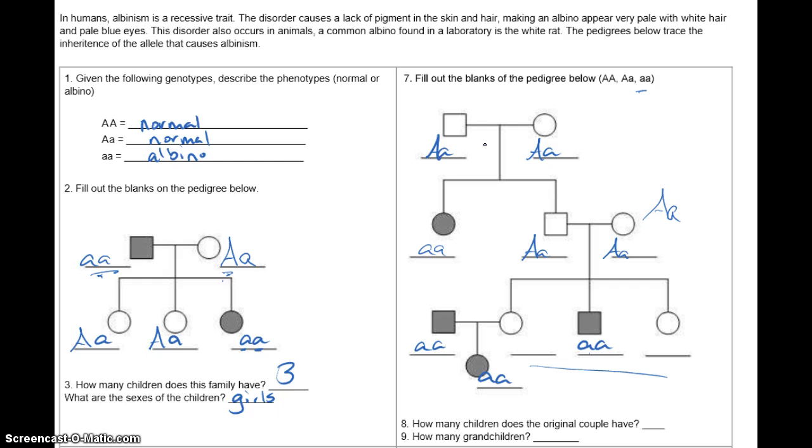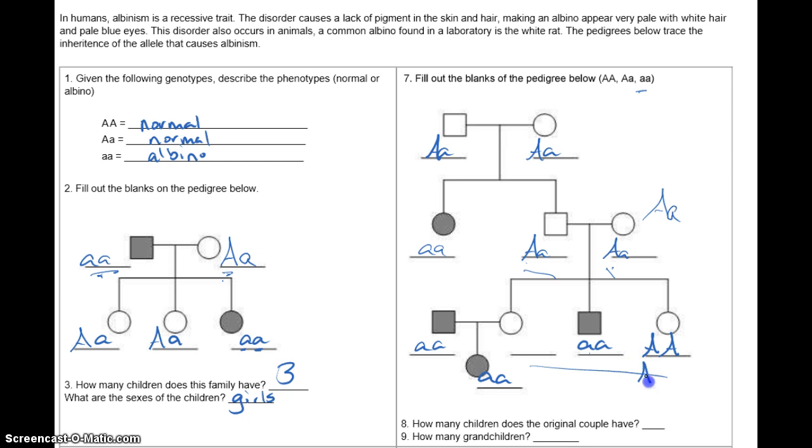So then we get down to our last circles. And in these places, sometimes we can't tell what the individual's genotype is. For example, for this circle here, which is the daughter of these two heterozygotes, there are two possibilities. We know she has at least one dominant A, but she could have two dominant A's because she could have gotten one dominant A from each parent. And those could have gone on to cause her to be homozygous dominant.